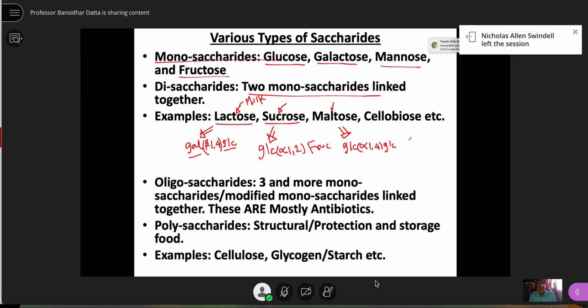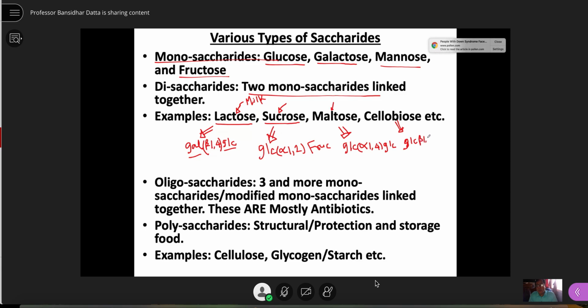Likewise, cellulose, you get the GLC, right? That's the chemical linkage of cellulose, GLC, beta 1,4 GLC. Who can tell me what's the difference between the maltose and cellulose? What is the chemical difference between maltose and cellulose?